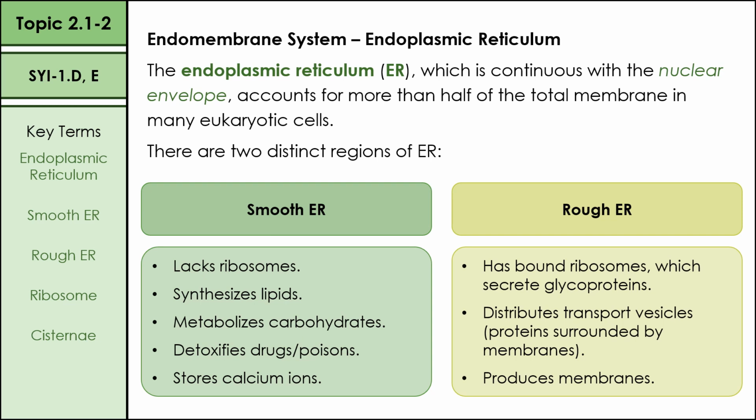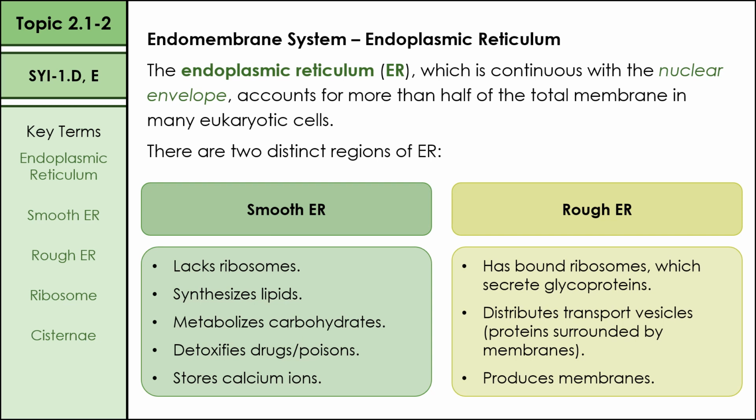And we have two distinct regions of our endoplasmic reticulum. We have the smooth endoplasmic reticulum, which lacks the ribosomes, which means that it does not make proteins. Instead, its primary function is to synthesize or make lipids. So this is where we create components of our phospholipid bilayer. It also metabolizes or breaks down carbohydrates. So for use in other processes, we may need to break down larger carbohydrates.